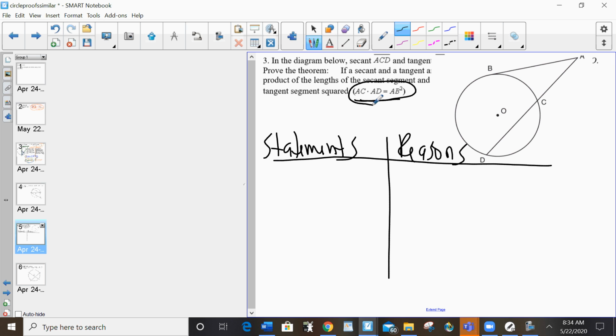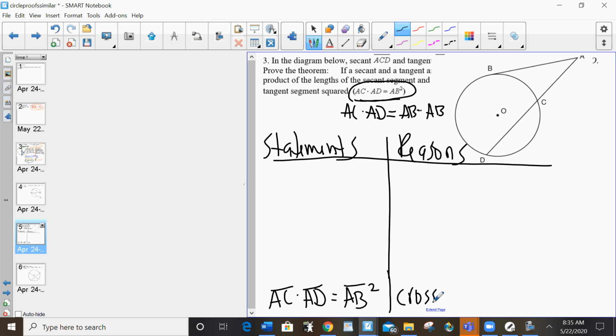So, also understand squared. AC times AD. AB squared means AB times AB. Multiply CPE. So at the bottom, AC times AD equals AB squared. The reason for multiplication is CPE. Cross products are equal.